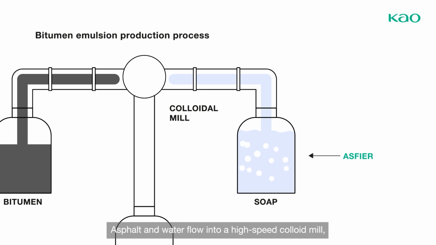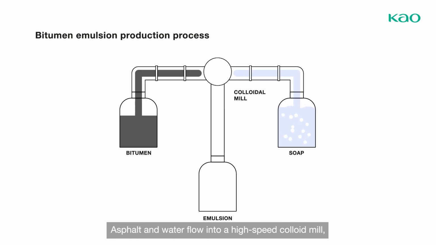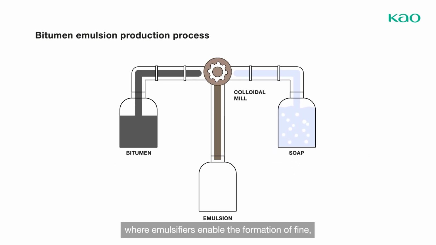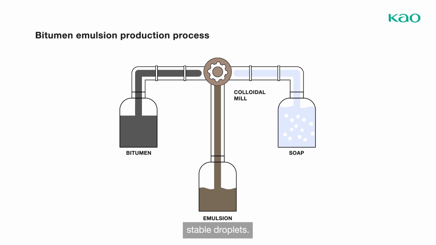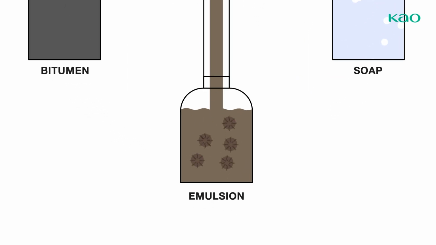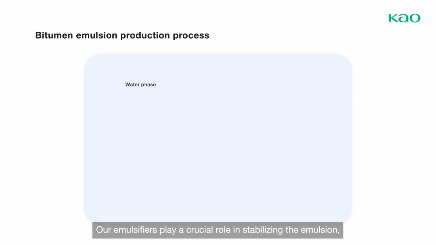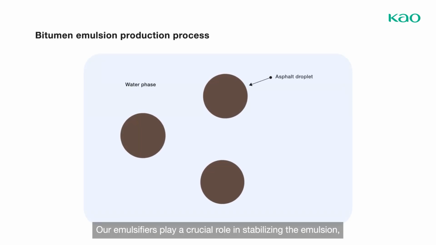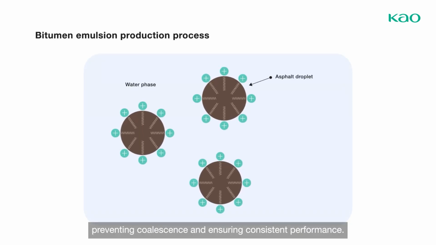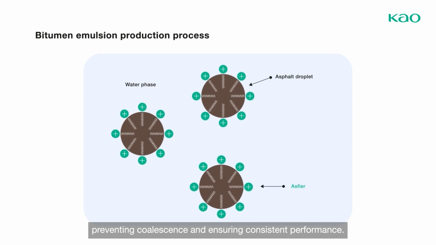Asphalt and water flow into a high-speed colloid mill where emulsifiers enable the formation of fine, stable droplets. Our emulsifiers play a crucial role in stabilizing the emulsion, preventing coalescence and ensuring consistent performance.